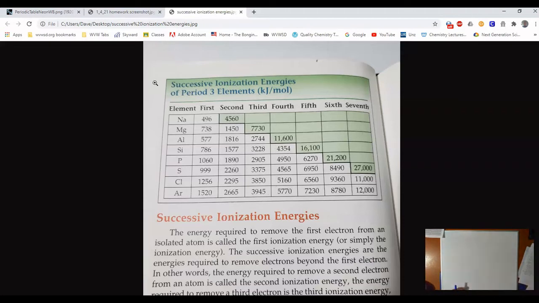But anyway, all right. What we need to recognize here when we look at these successive ionization energies is the electron configurations of these elements. Let's take, as an example, sodium right here. Sodium has 11 electrons. 1s2, 2s2, 2p6, 3s1 is its electron configuration.